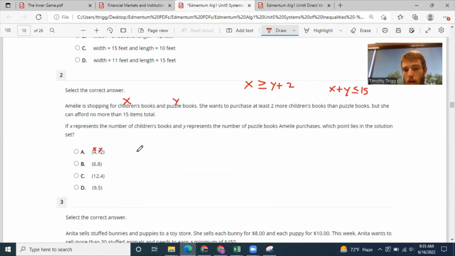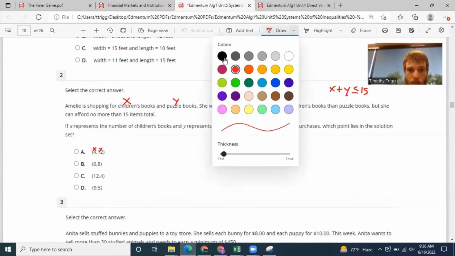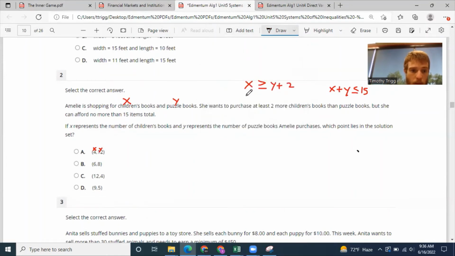Here I'll try part A, and we can see that part A actually doesn't work, because if I plug it into this inequality, X I'm replacing with 4. Is 4 greater than or equal to 12 plus 2? Well, no, it's not. 4 is not greater than or equal to 14. So that's going to produce a false statement here. You're looking for which coordinates produce a true statement for both.